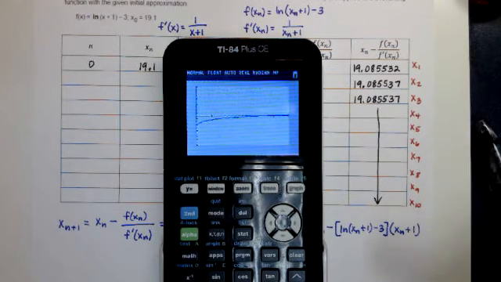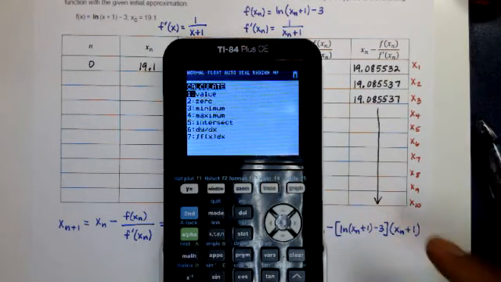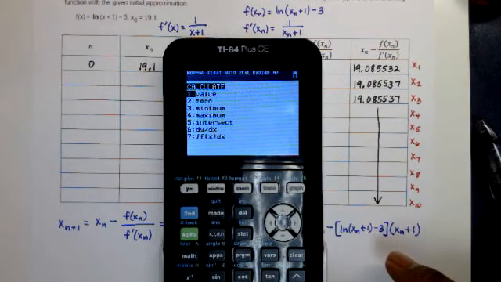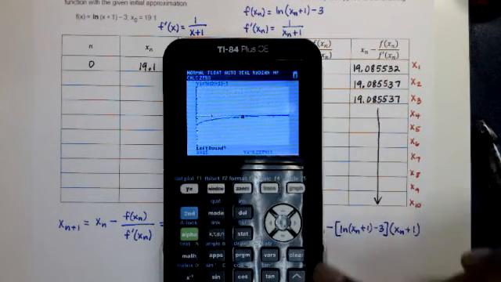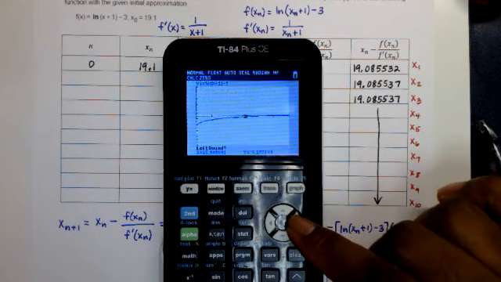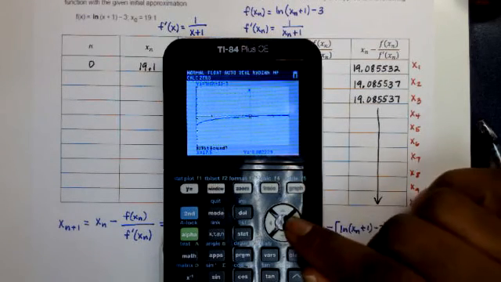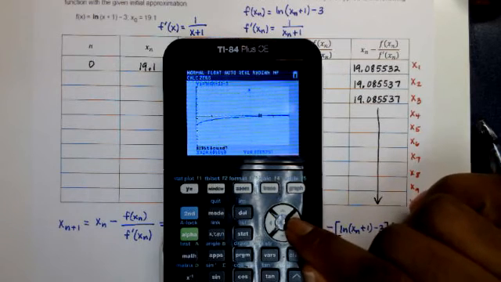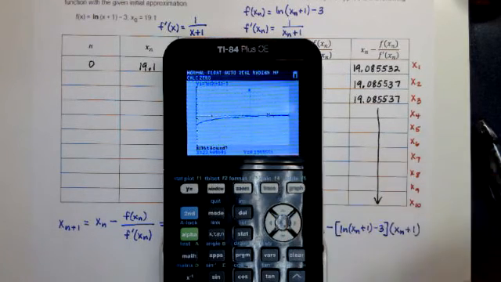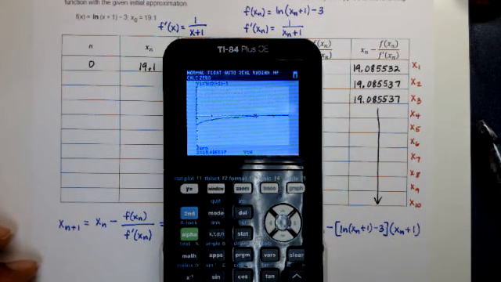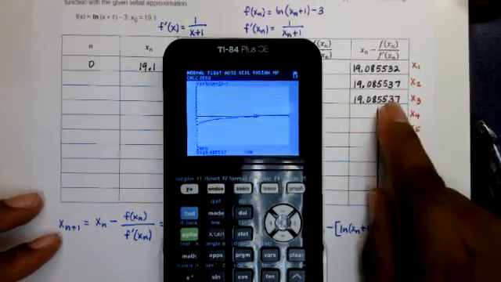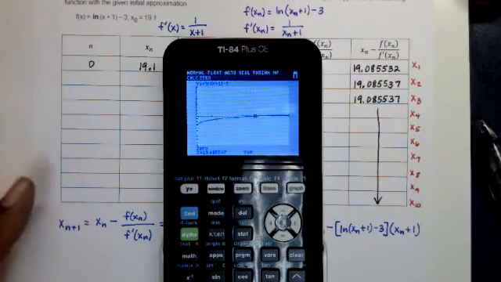But to get that 0, of course, you do second and trace for the calculate menu. And I'm going to select menu item number 2 for the 0. So my left bound would be somewhere close to the point of intersection on the x-axis. I'm going to press enter for left bound, and then the right bound would be somewhere above it, like right here. And then I have to guess. There's my 0 right here, which is 19.085537, which is exactly what we came up with when we were doing Newton's method.